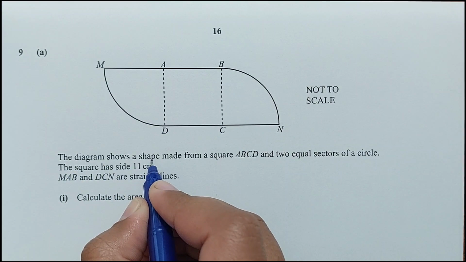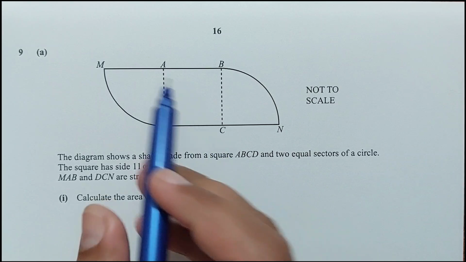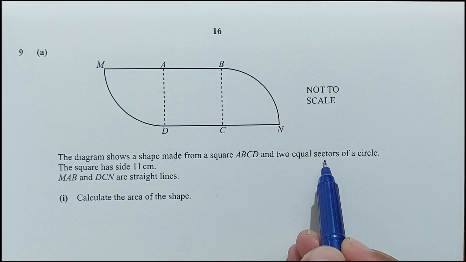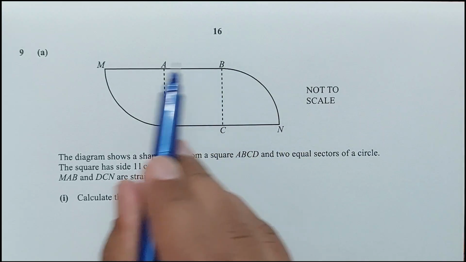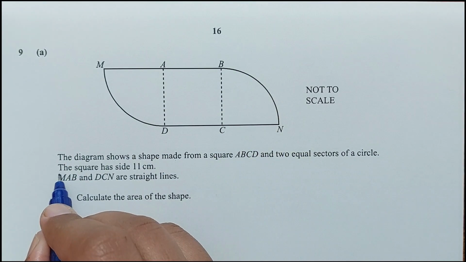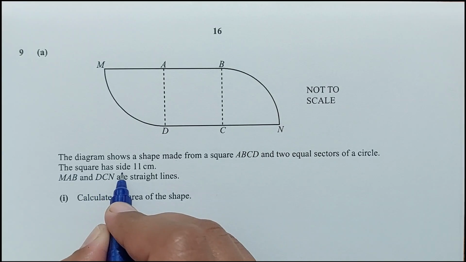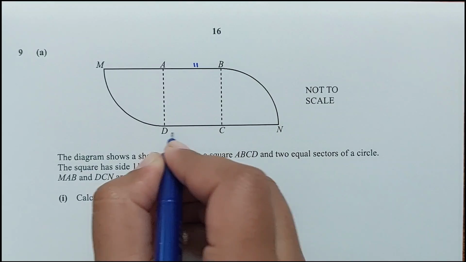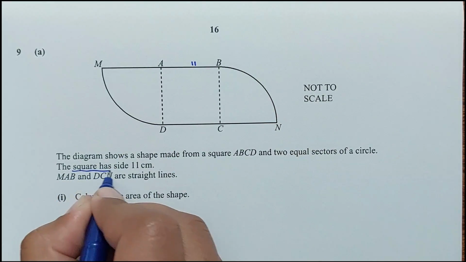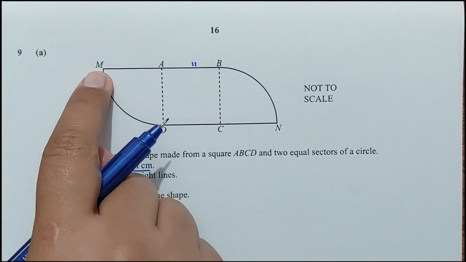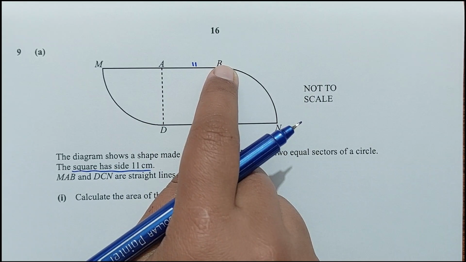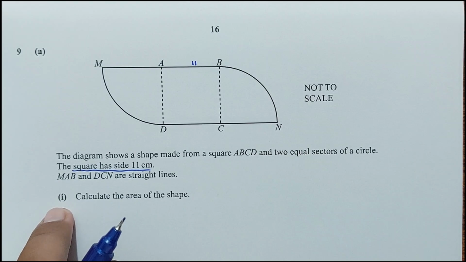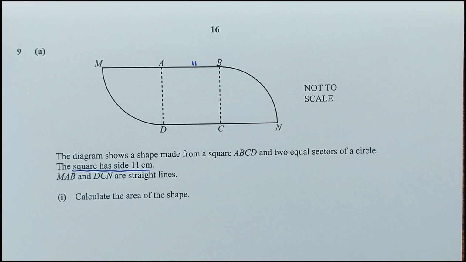The diagram shows a shape made from a square ABCD and two equal sectors of a circle. The square has a side of 11 centimeters, so AB is 11 centimeters. MAB and DCN are straight lines. Number 1, calculate the area of the shape.